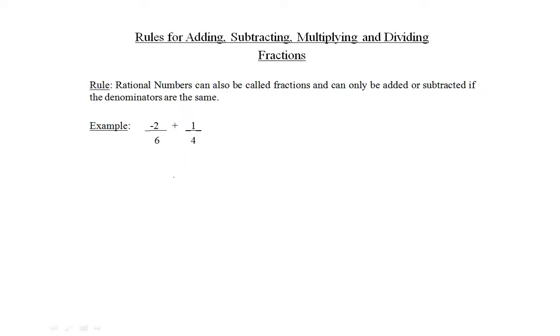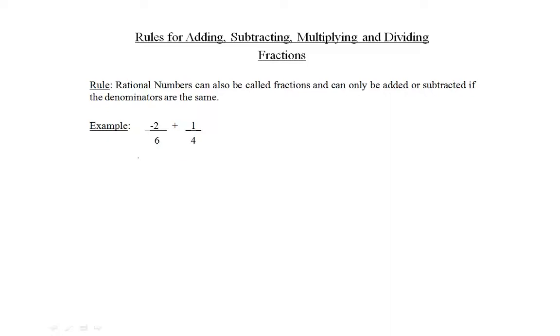Rules for adding, subtracting, multiplying, and dividing fractions. The first rule is rational numbers can also be called fractions and can only be added or subtracted if the denominators are the same. Let's look at an example. Negative 2 over 6 plus 1 over 4.